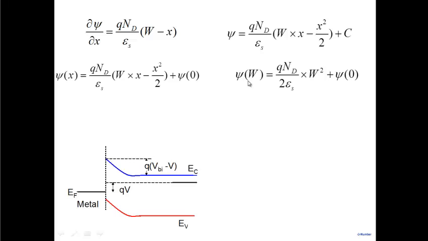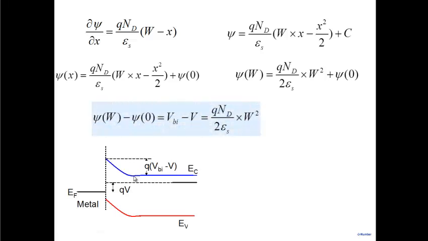Psi at W, where W is the depletion width, will be equal to q N_D by 2 epsilon_S, W squared plus psi 0. And now we know the difference between the voltage here and the voltage here is equal to psi W minus psi 0, which is equal to V_BI minus V. Note that if you're talking about equilibrium, you'll put V equal to 0. If you're talking about forward bias, you'll put some positive value of V. If you talk about negative or reverse bias, you'll put a negative value of V. So it's a general expression. Although the diagram is being drawn assuming that V is positive, it's a general equation.